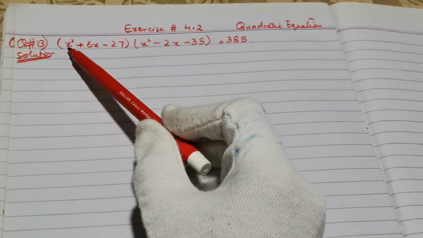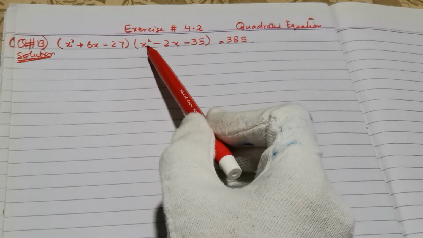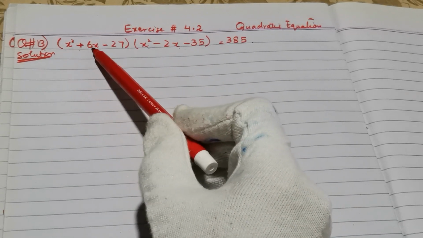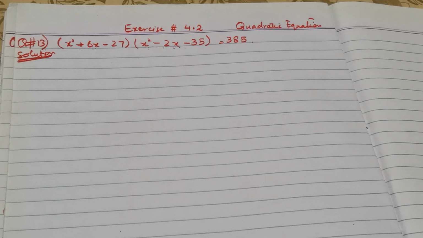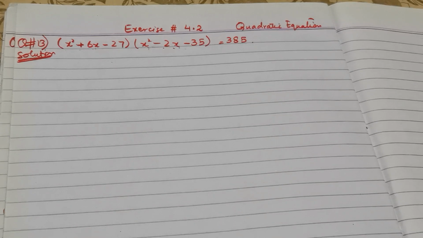We can easily see that this is not the same as this term. x square plus 6x and x square minus 2x are not the same. We want to make these two terms the same. If these terms are the same, then we can easily consider them as a variable in the form of y, and that makes our whole equation easier.